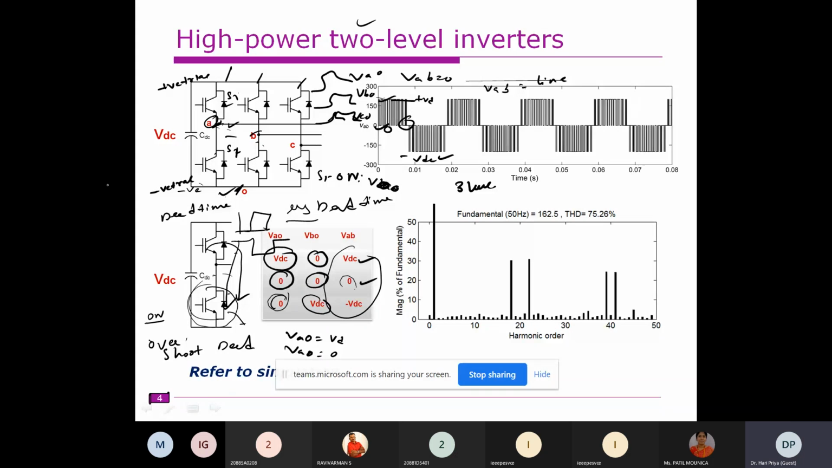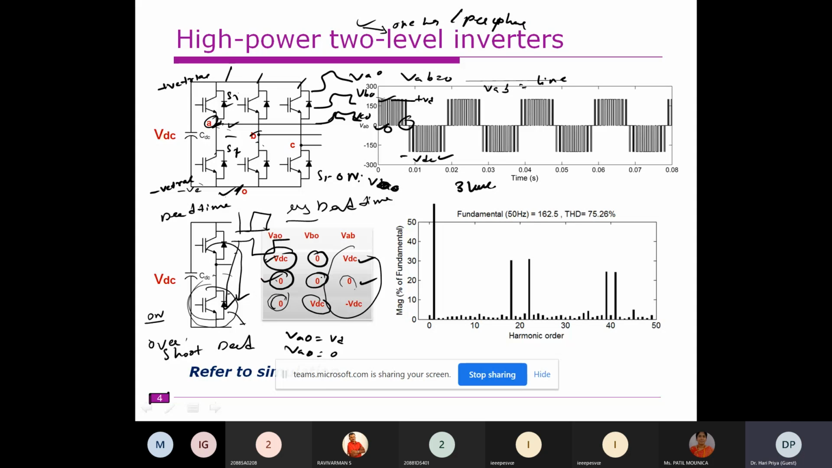Why? Level is always defined with respect to the output obtained from one leg, only one leg. Per leg or per phase we have to talk. So with respect to per phase, there are only two possibilities of getting the magnitude, VDC and 0. So that's the reason why this is called a 2-level inverter.